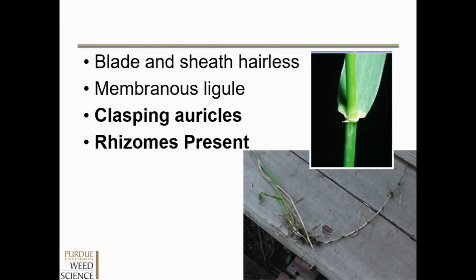This one ought to be easy. You should be able to get this down to 3 weeds without much thought because I just went over them. Our blade and sheath are hairless. It has a membranous ligule. So again, remember with grasses, you're going to look at stem shape first, and then you're going to look at the ligule. It has clasping auricles, and if it has rhizomes, that means it's a perennial. So if it's a perennial, that means it's not wheat, it's not annual ryegrass. What's this one going to be? We'll give you about 10 seconds on this one.